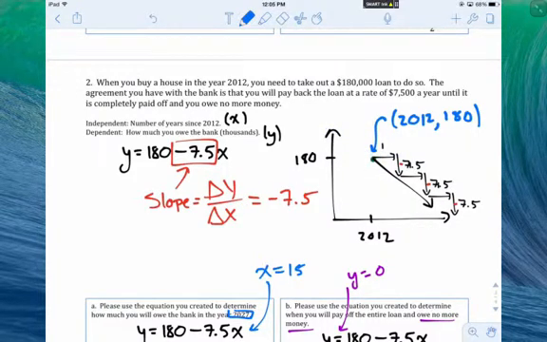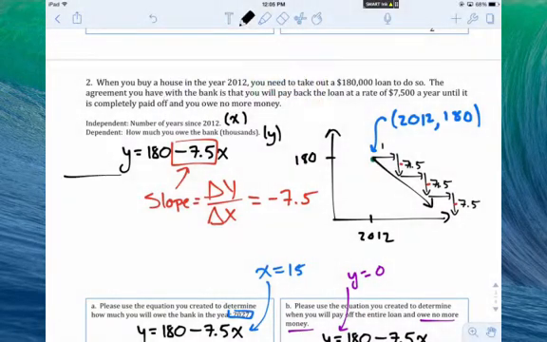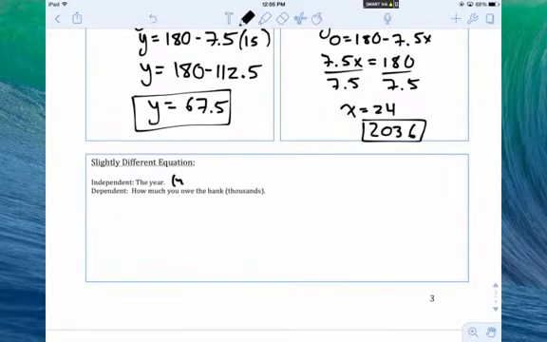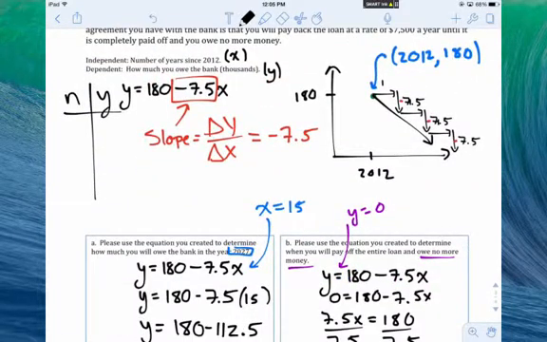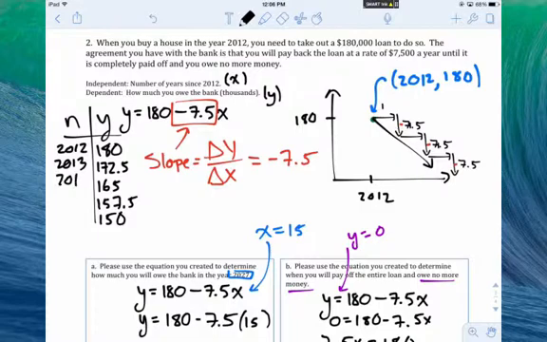You can also think of this in terms of a table of values, in case this makes more sense to you. And I'm going to use a different variable here. We're going to call this variable n instead of x, just so we make sure we know everything that's going on. In an n-y chart, we started at 180,000 and we went down by 7,500 every year: 157.5, 150, and this is going to continue. And of course the year would be 2012, 2013, 2014, 2015, 2016.